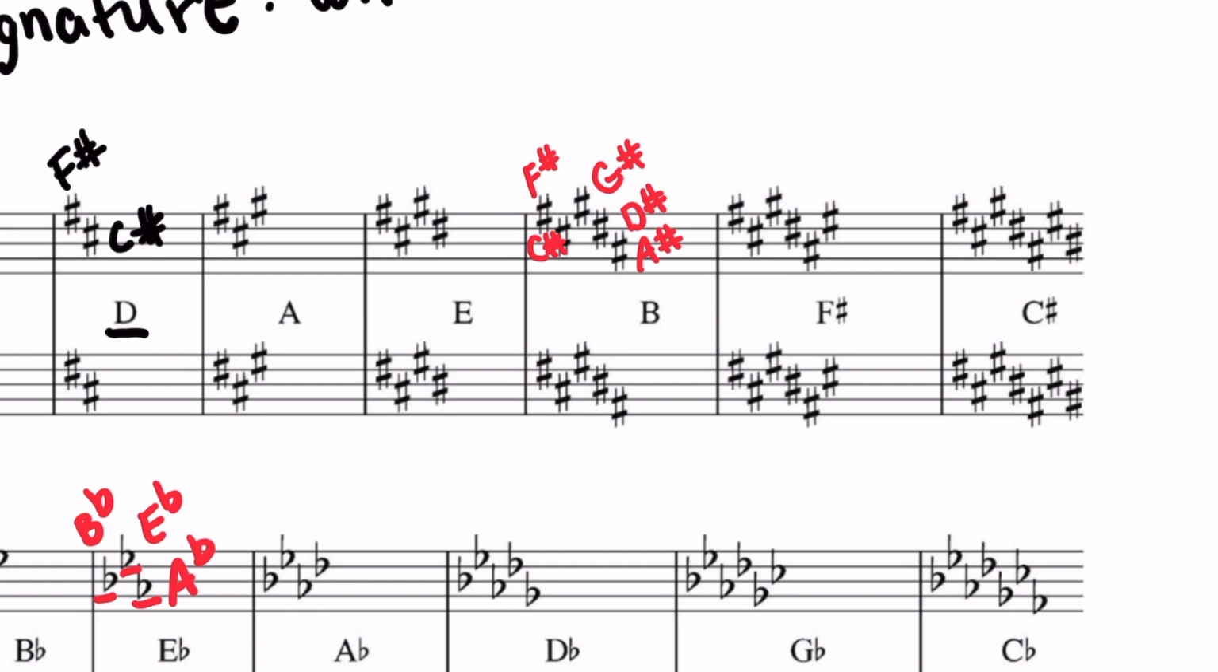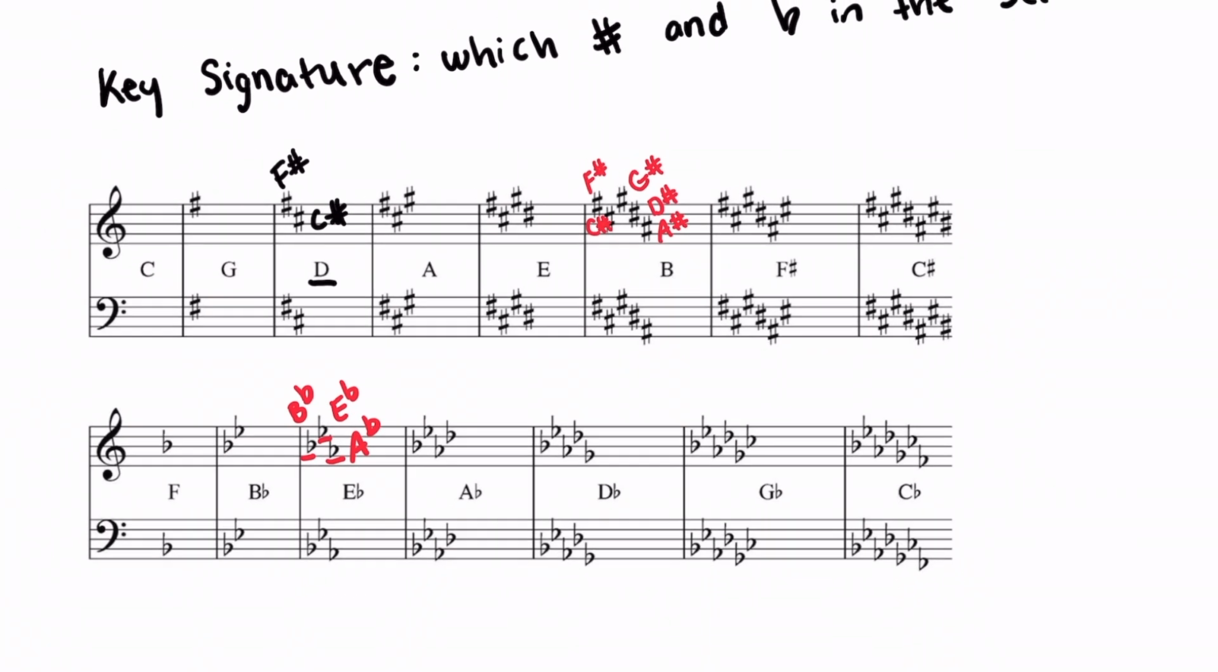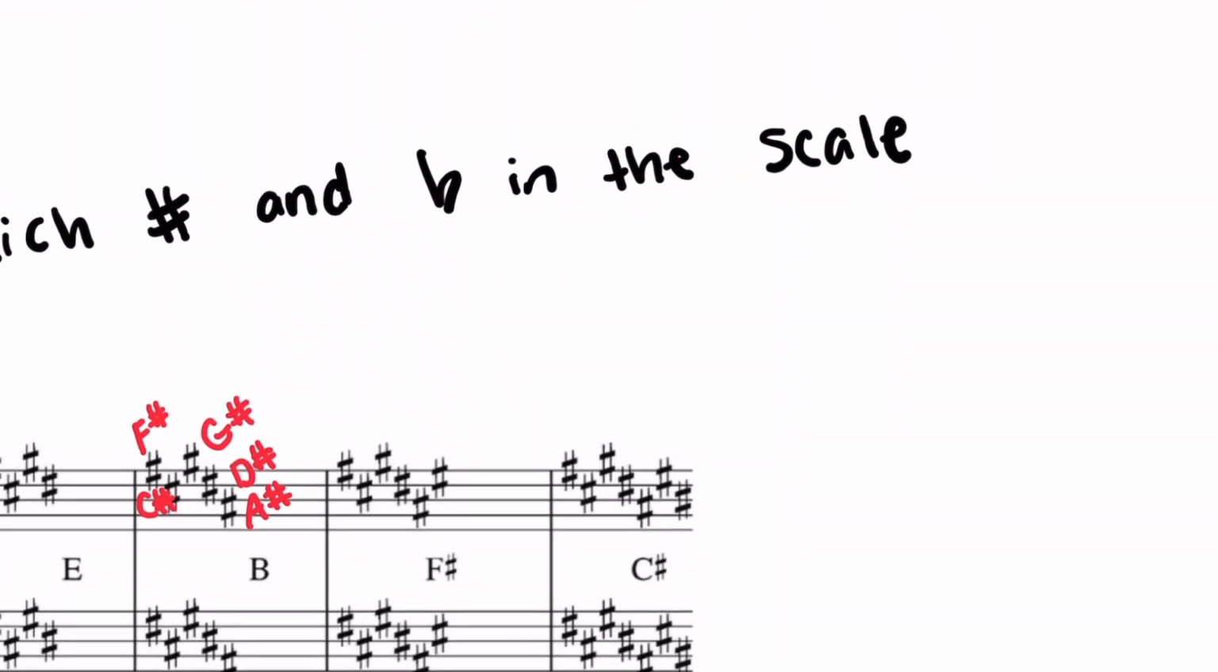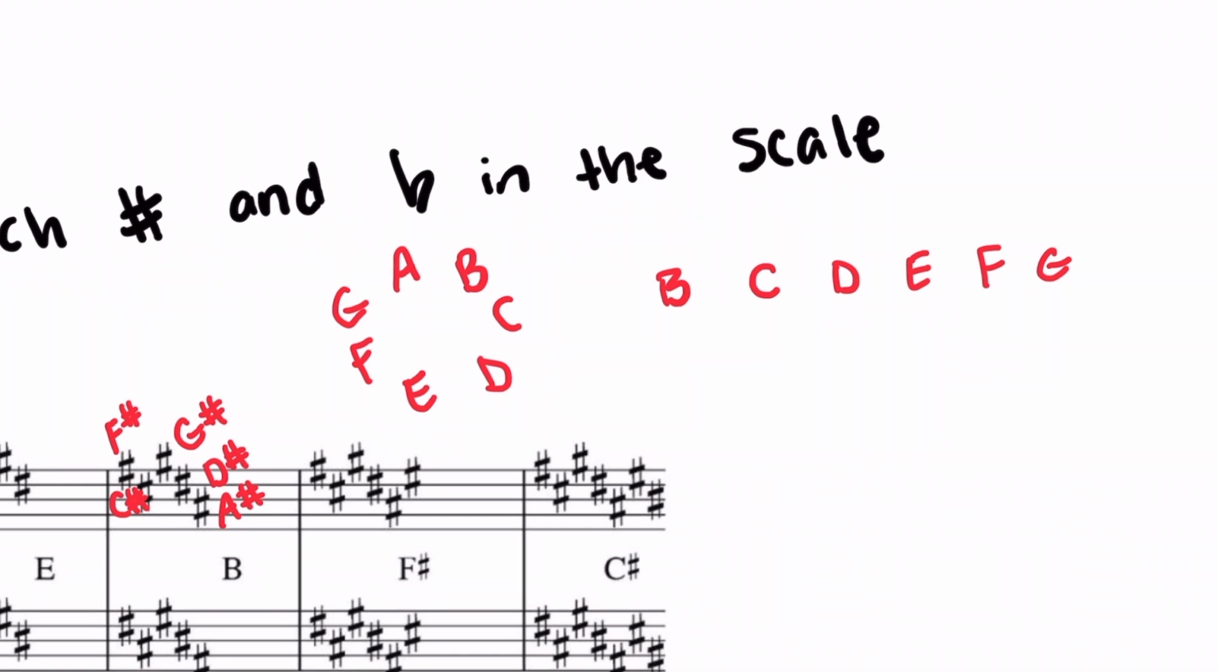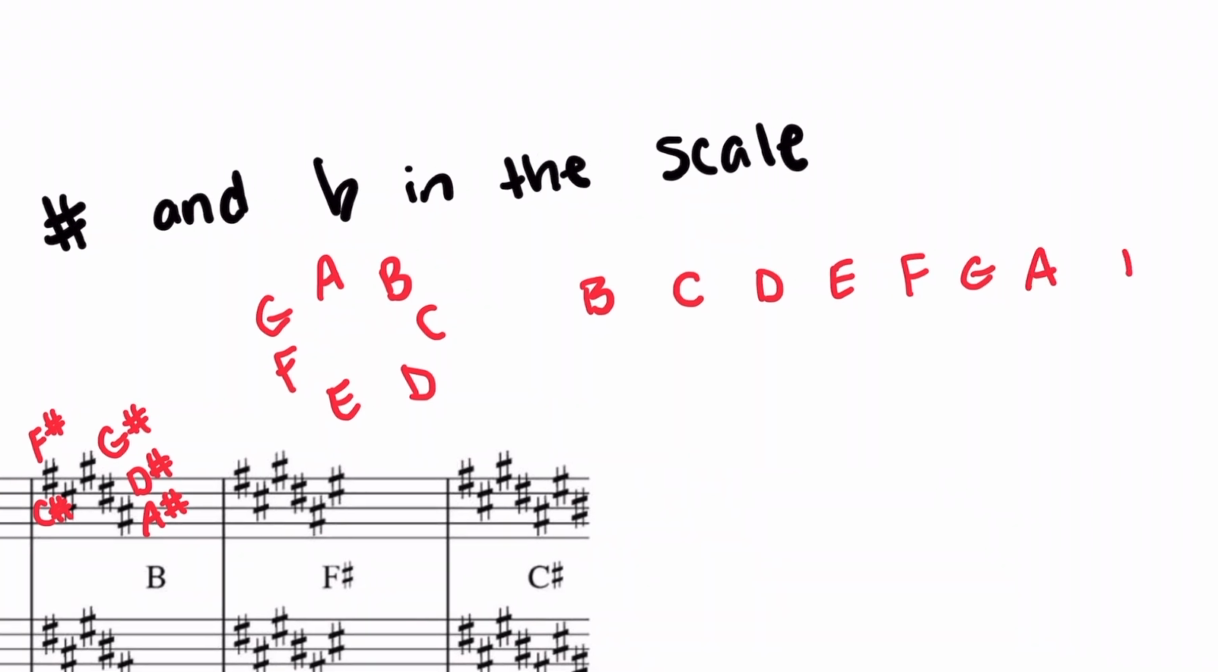And you know what the sharps are because they're sitting on the line that the note would be on. All right, so let's figure out our scale. Here's our musical alphabet circle. We're starting on B this time. So we've got B, C, D, E, F, G, A, and B.